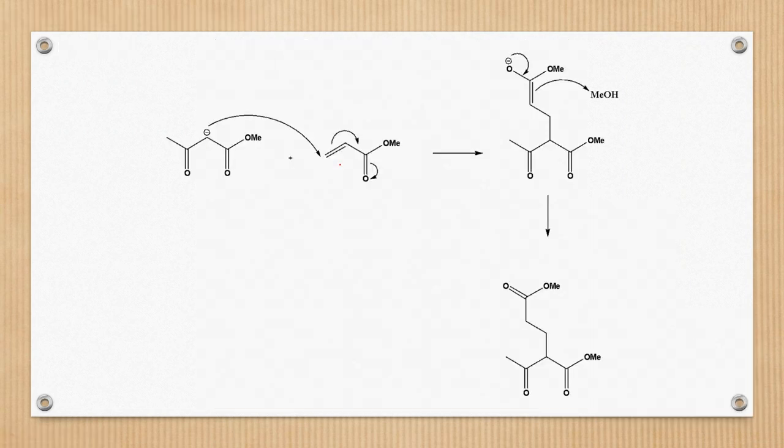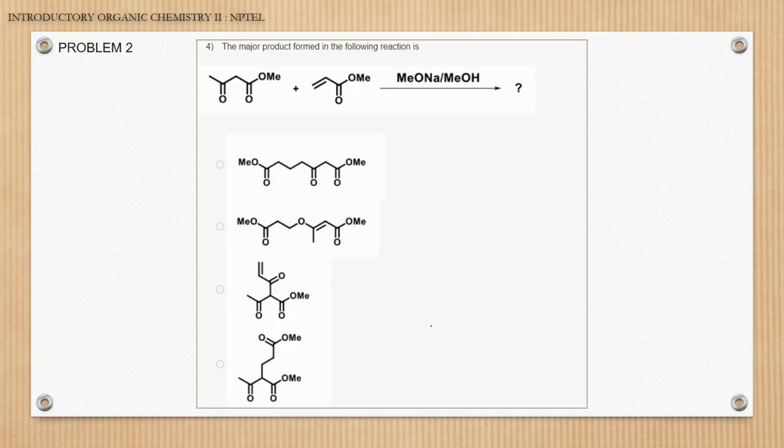Okay. So this is how the attack is going to take place: the negative charge abstraction and then the alpha beta unsaturated ketone attack, that is in 1,4 fashion. And after that, this oxyanion will take up the proton from the system, that is from ethanol, to give you this compound. So the correct option will be option number D. Right? So is it clear?